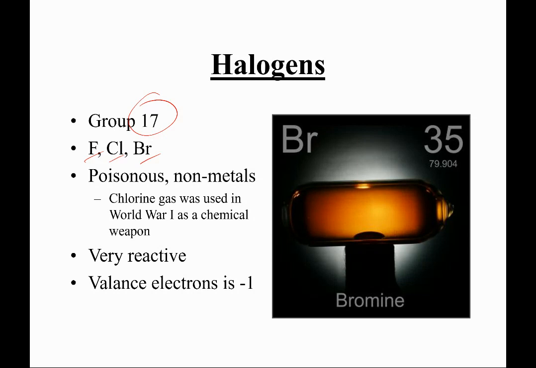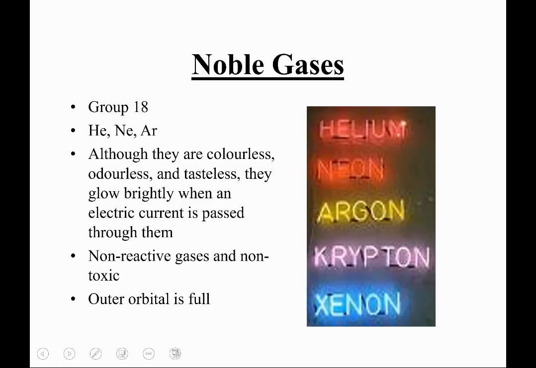Chlorine gas was used as a weapon in World War One, and it would react with people's lungs when they breathe it in. I can't remember if that's the exact one they used as mustard gas or not, but anyways, it's not good. Very reactive. They gain a charge of -1. I don't know if I like the wording of that. As a matter of fact, if you're taking notes, please don't write that. Instead, you can say the valence electrons are actually 7. So I don't like that line right there.